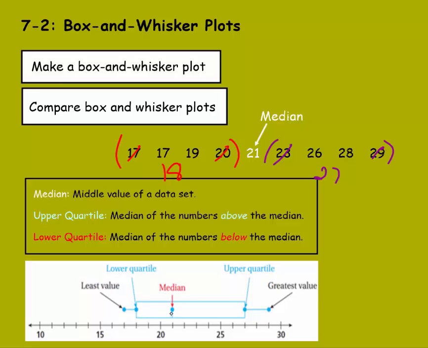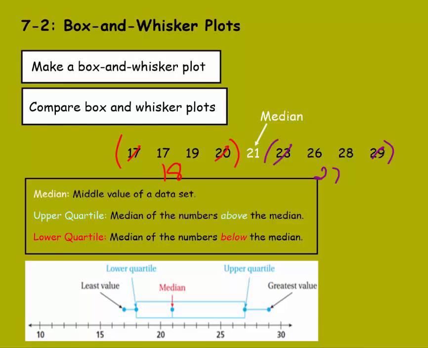So the median's in the middle of the box, the upper quartile is the right edge, the lower quartile is the left edge. And then from there you have lines that point to the greatest value and the least value. The greatest value in this data set is 29, so that's why that's there. The least value is 17, so that fits right over here. All of this list right here is put down here into a box and whisker plot.